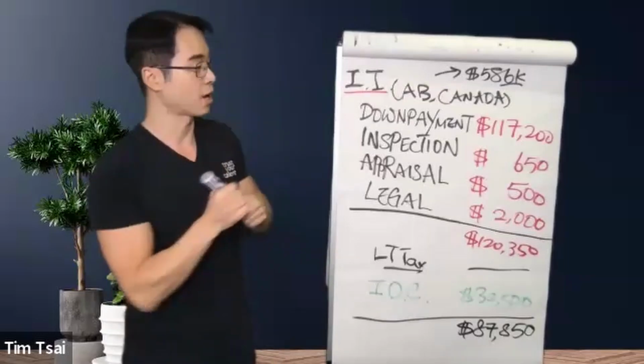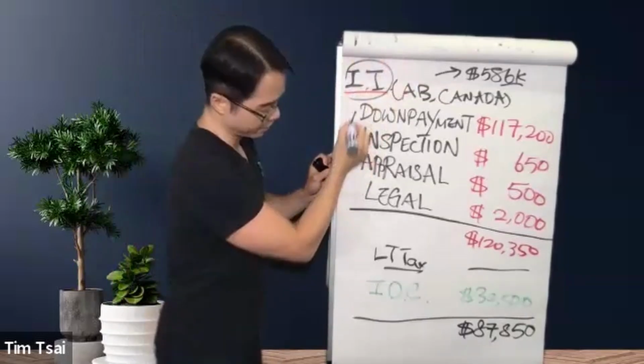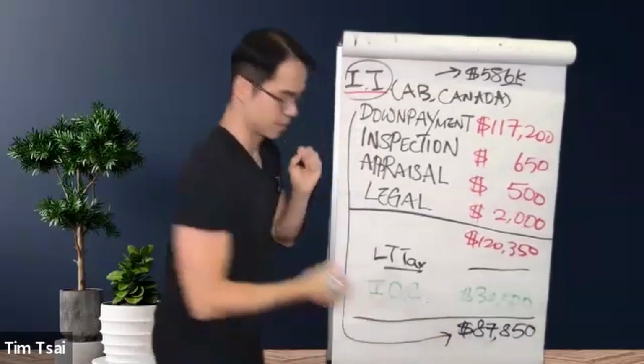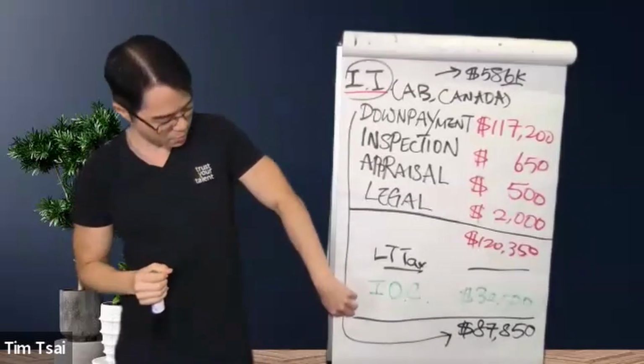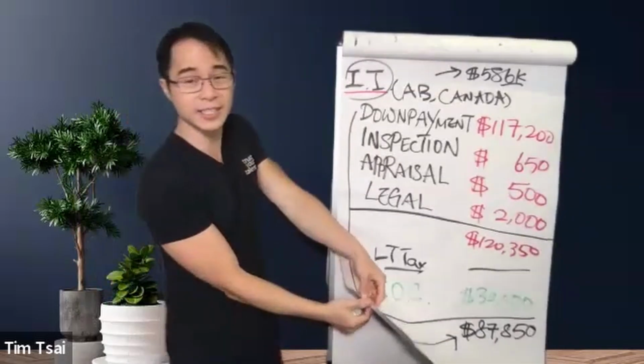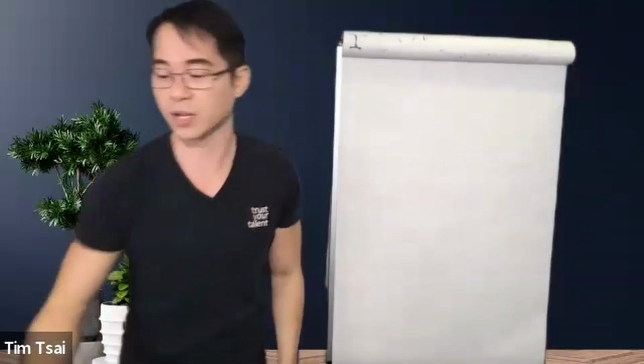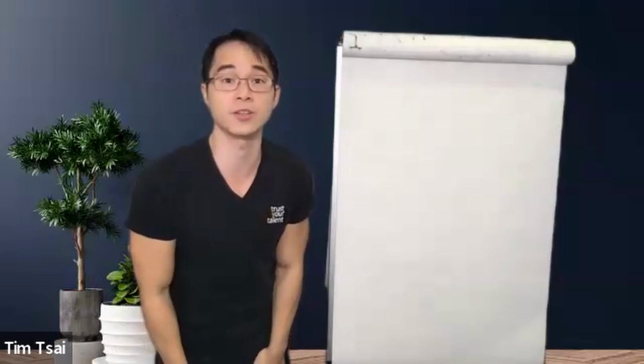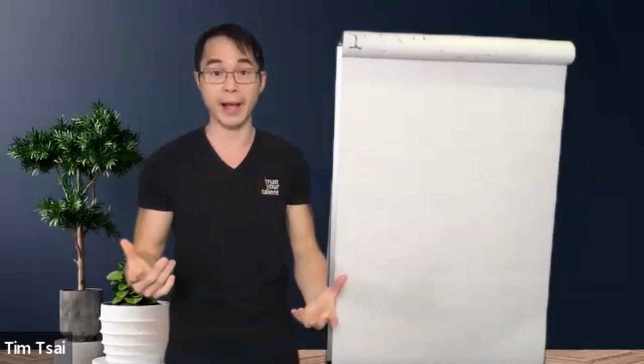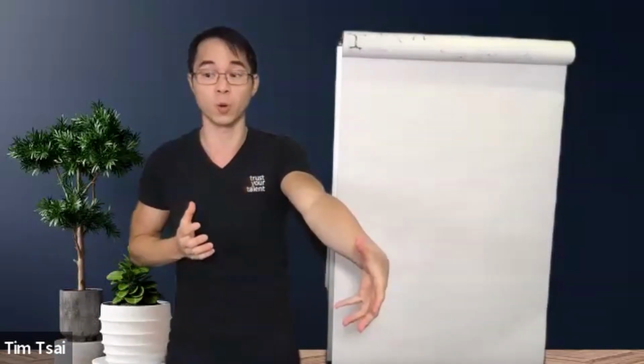$87,850 is our initial investment. So that number is important now. Why? Because we're going to calculate our return on investment. In order to get that, the first thing we've got to do is figure out how much money we are actually making in total from the whole deal.